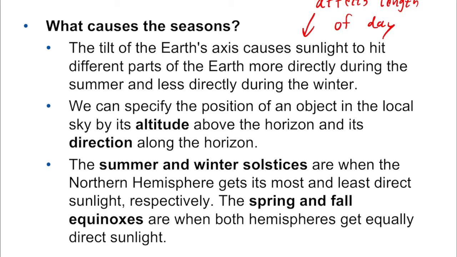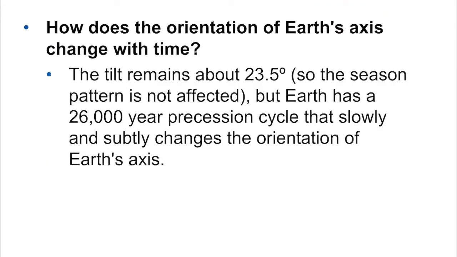The summer and winter solstices are when the northern hemisphere gets its most and least direct sunlight, respectively, and the spring and fall equinoxes are when both hemispheres get equally direct sunlight. I always think of the equinoxes as neat events because that's when the whole Earth is experiencing the same thing. Okay, they're all getting 12 hours of sunlight. Of course, we know that the sun isn't taking the same path everywhere on the Earth, but it is taking the same time everywhere. Okay, and the tilt remains at about 23.5 degrees. Okay, so the seasons aren't affected.